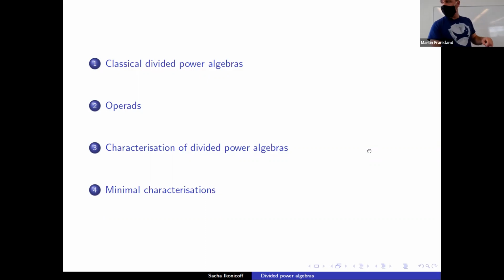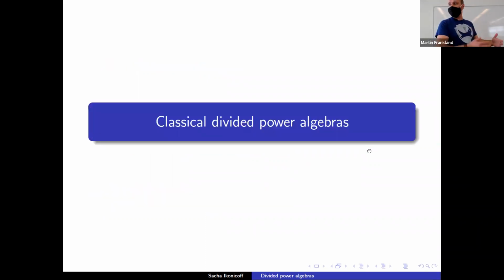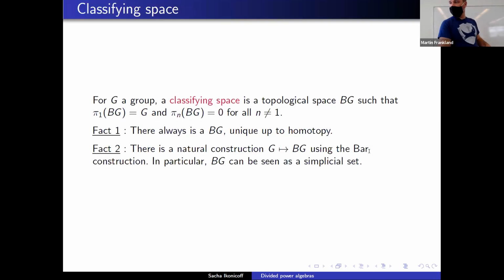All right, so the first example of classical divided power algebra appeared on the classifying spaces of groups and Eilenberg-MacLane spaces. So let me give you some very basic reminders about these objects. If you have a group G, what we call a classifying space is a topological space BG such that the fundamental group of BG is equal to your group G and all other homotopy groups are trivial.